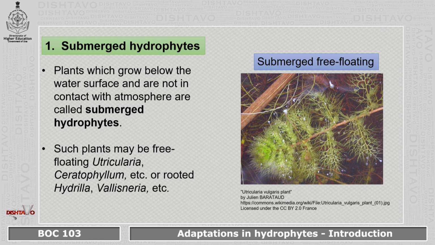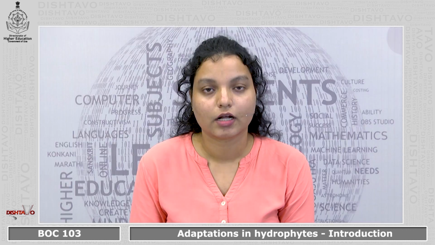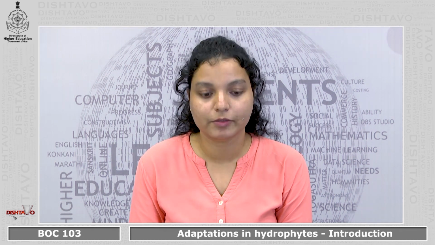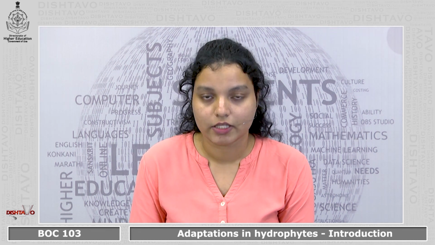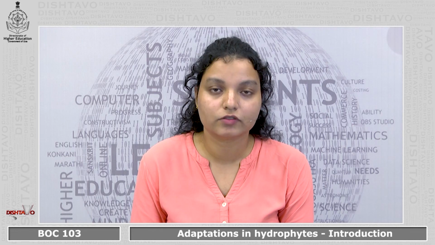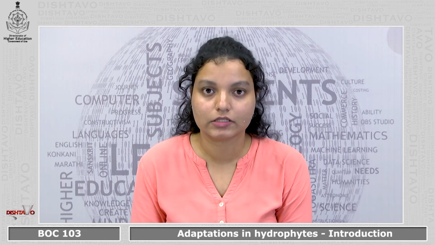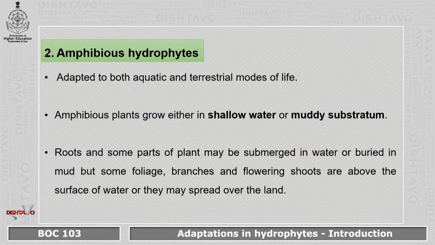When we talk of free floating, we have Utricularia that you can see in the image over here, and then we have Hydrilla and Vallisneria as well. Coming to the second category, that is amphibious hydrophytes. As we all know, amphibians are those which can survive in water as well as partly on land. So, they are adapted to both aquatic and terrestrial modes of life.